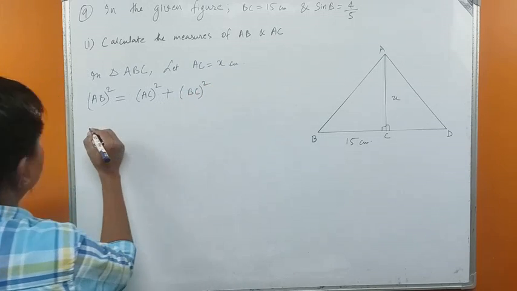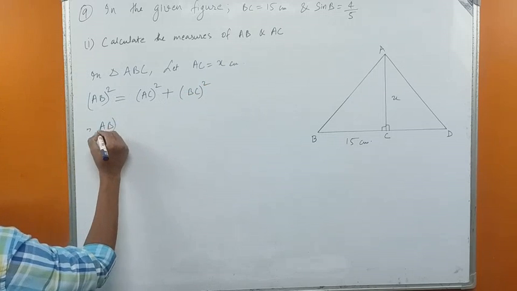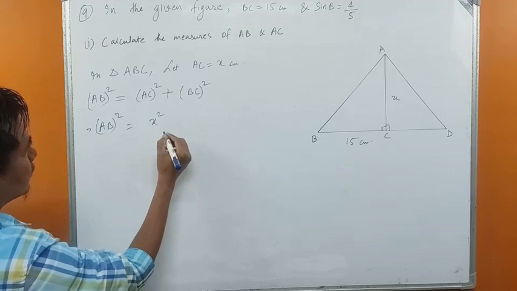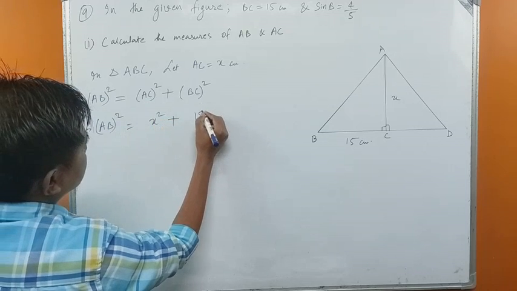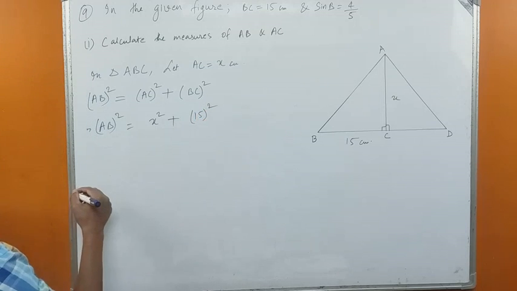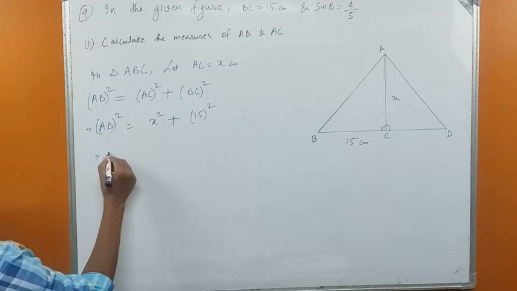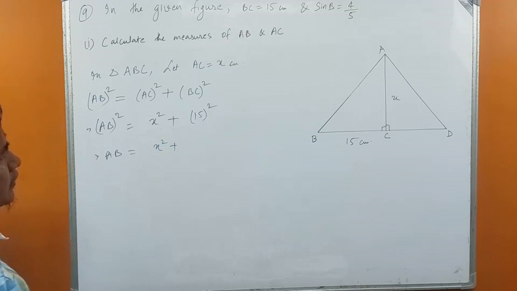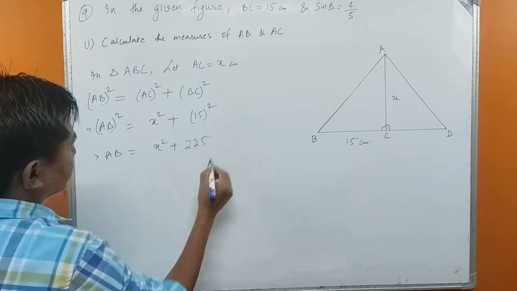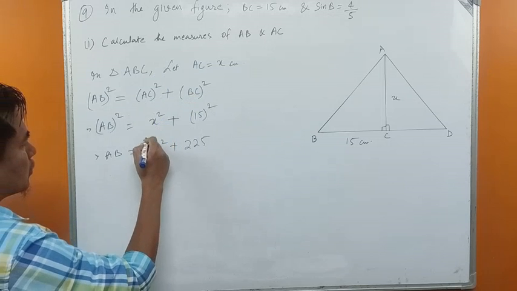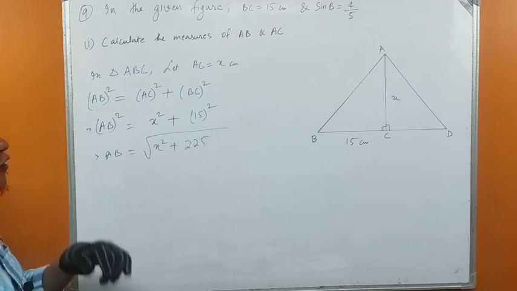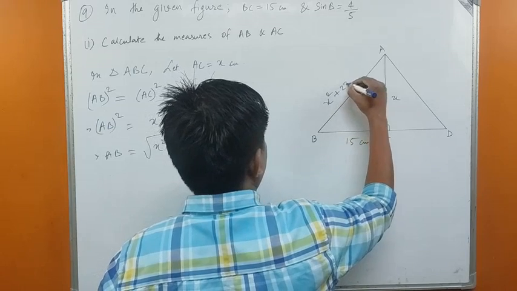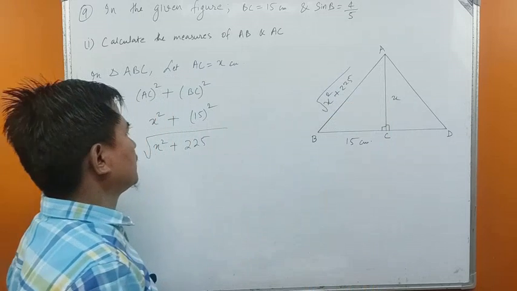Or AB whole squared equals X squared plus BC squared, and BC is 15, so 15 squared is 225. Now we take this square to the right hand side, it becomes root under X squared plus 225. So we found AB. AB is root under X squared plus 225.